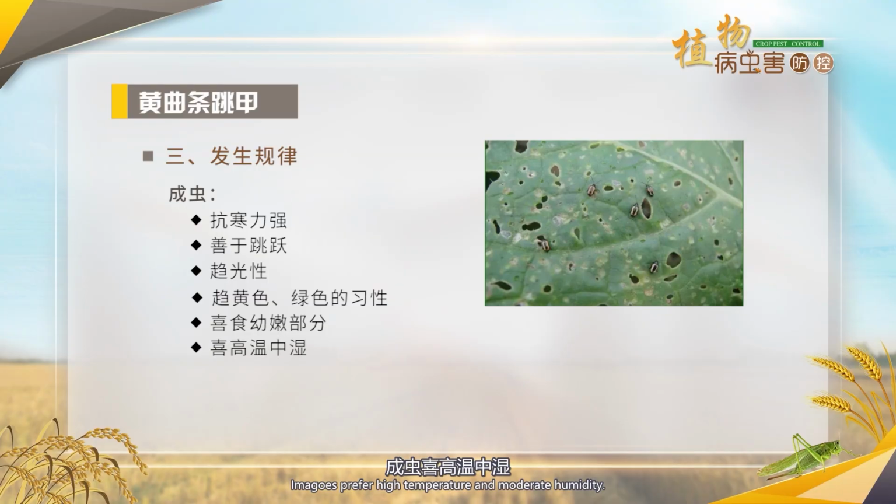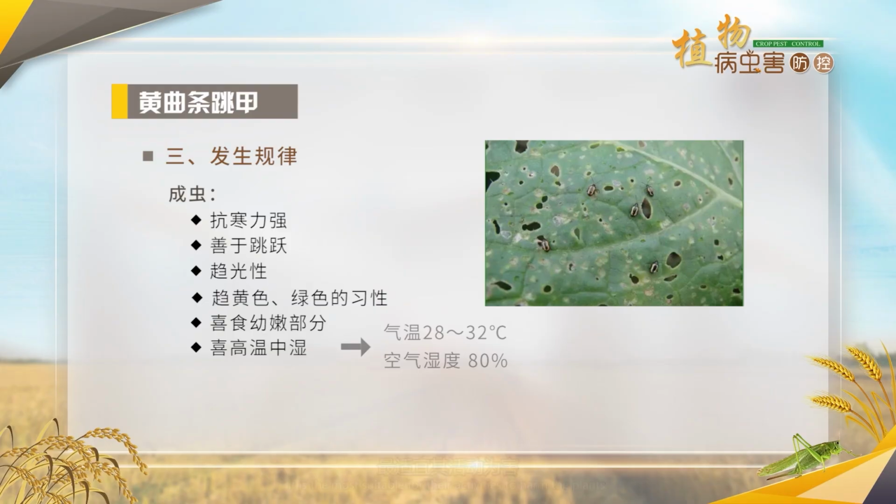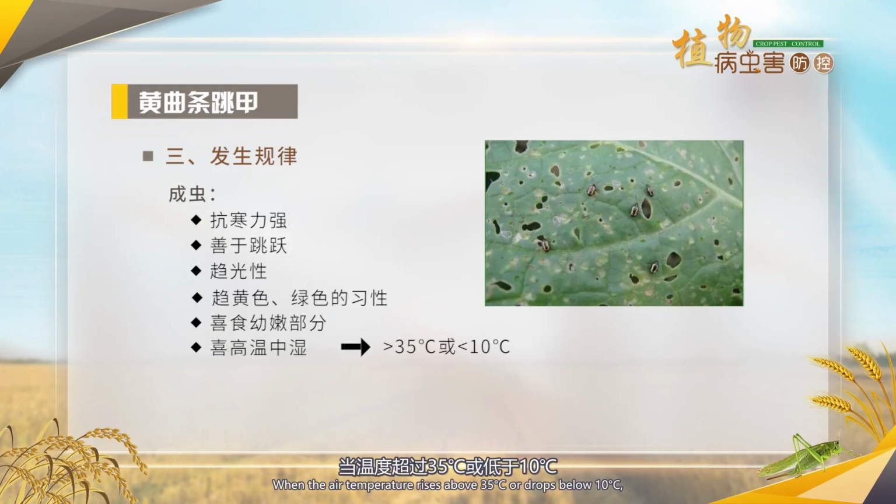Imagos prefer high temperature and moderate humidity. Generally, when the air temperature is 28 to 32 degrees Celsius and the air humidity is about 80%, it is the most suitable for their activities to harm the plants. When the air temperature rises above 35 degrees Celsius or drops below 10 degrees Celsius, they lurk in the shade. Imagos in the morning and evening and in rainy days hide on the back of leaves and under soil blocks and have strong mobility when the air temperature is high around noon.